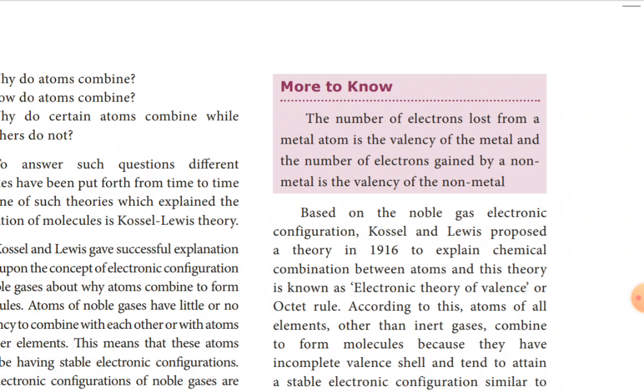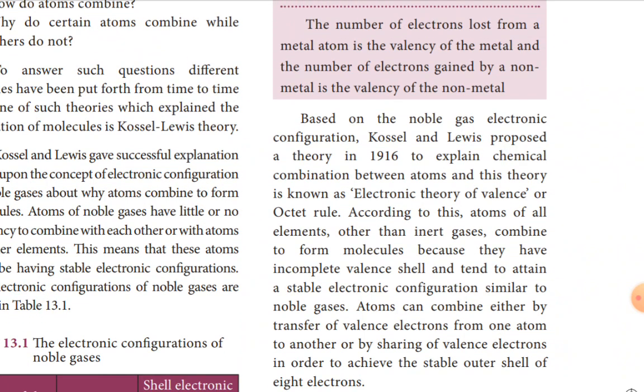So based on the noble gas electronic configuration, Kossel and Lewis proposed a theory in 1916 to explain chemical combination between atoms, and this theory is known as the electronic theory of valence or octet rule. I already told what the octet rule is. The octet rule, or electronic theory of valence, is the tendency of an atom to attain 8 electrons in its outermost shell. How are these 8 electrons attained? By transferring or sharing electrons.